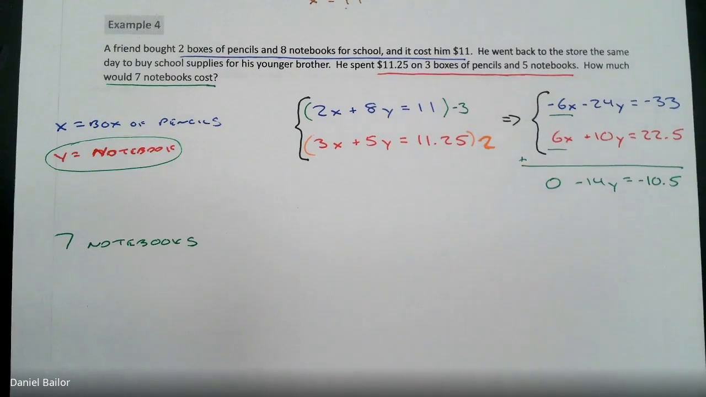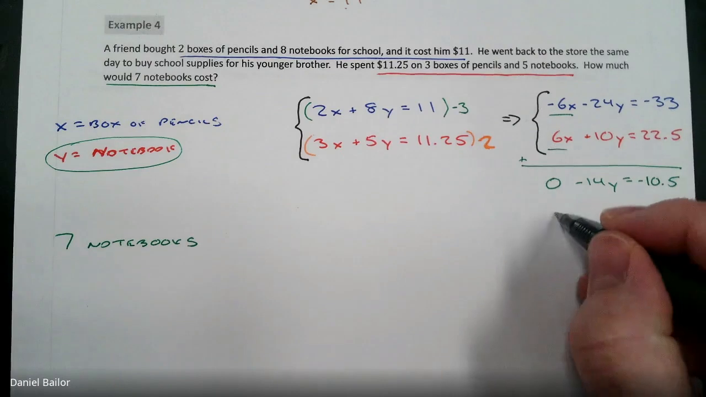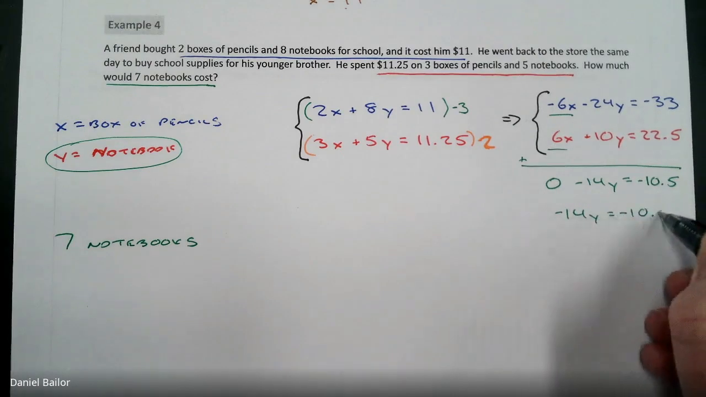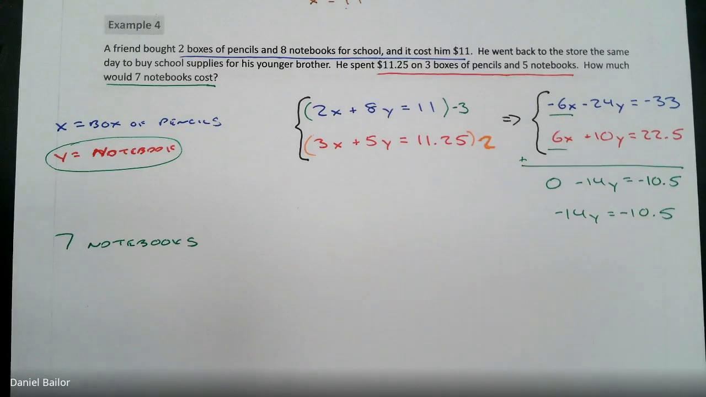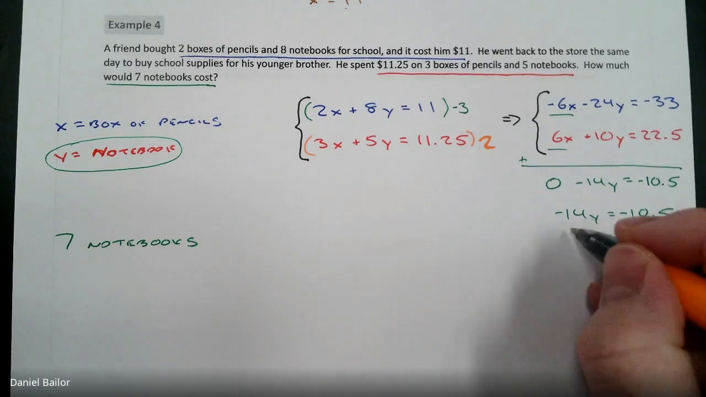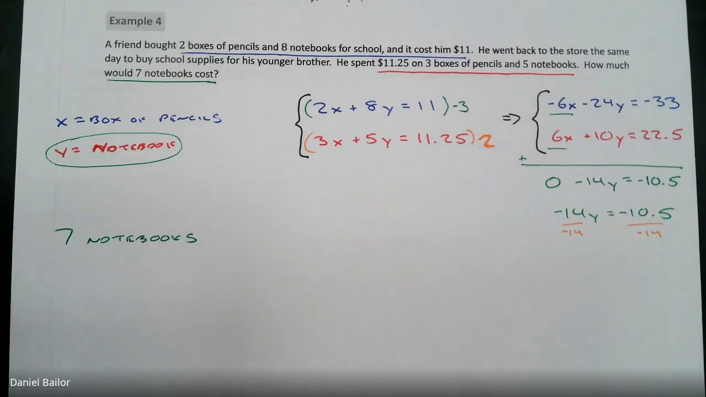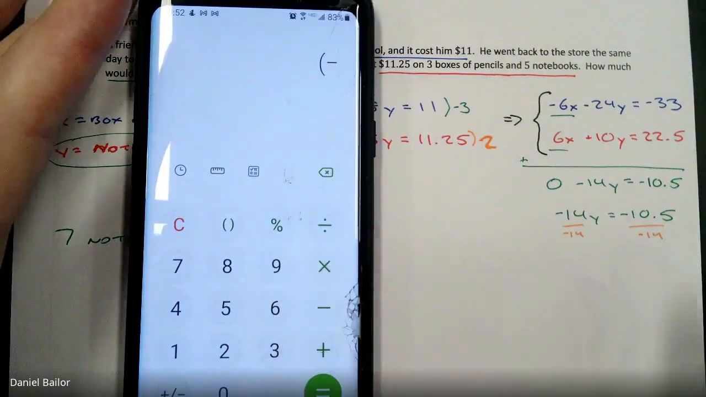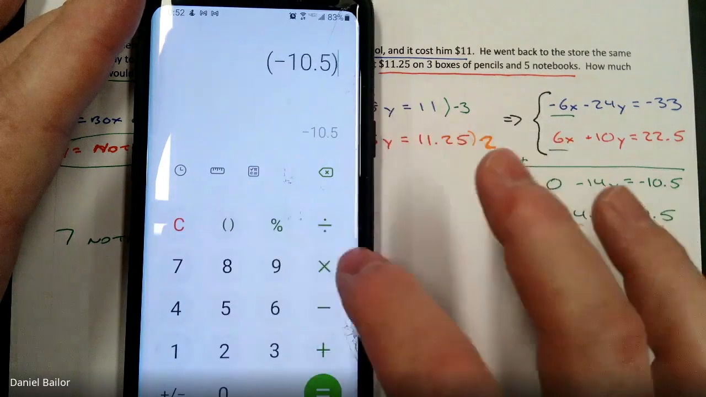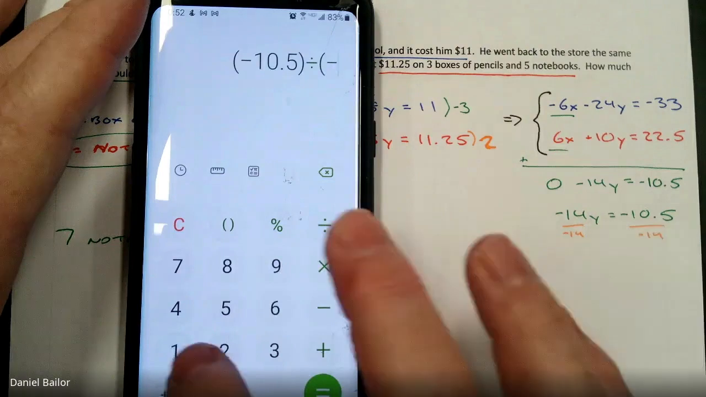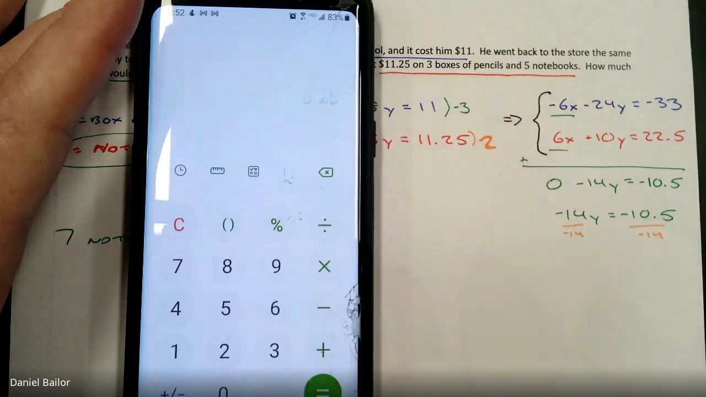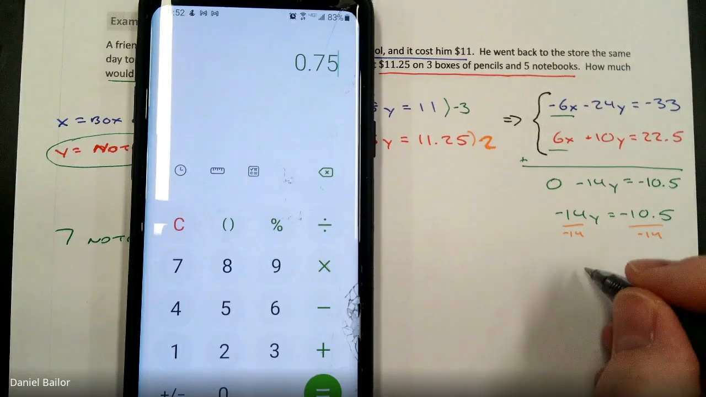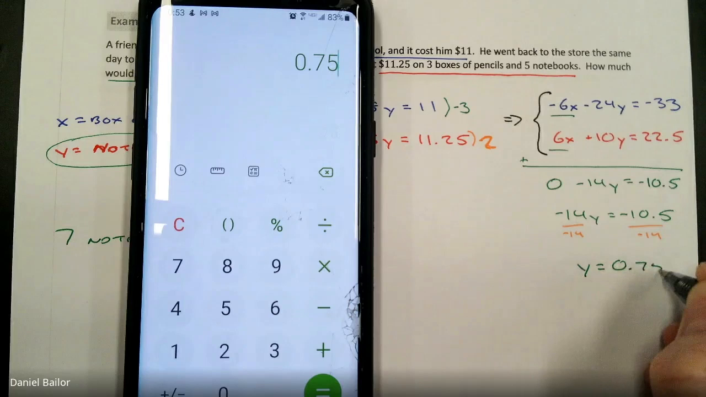Now, it is okay right here to probably use a calculator because I'm doing it in my head, but I'm pretty sure I'm right. But for this next part, where I have negative 14y equals negative 10.5, I might want to use a calculator, because I need to divide both sides by negative 14. So let's do this. I do negative 10.5 divided by negative 14, and I get 0.75. So y is 0.75.